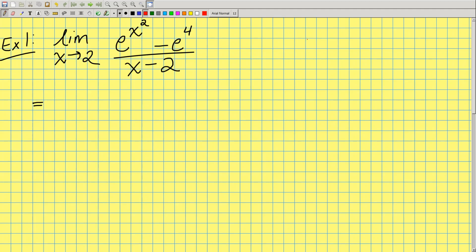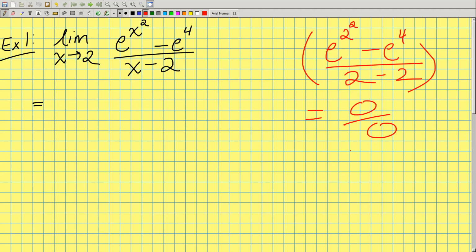If you plug in 2, you end up getting e to the 2 squared, which is e to the 4, take away e to the 4, which is 0, over 2 minus 2, so you end up getting 0 over 0. So here, I can apply L'Hopital's rule, so that I can basically evaluate this limit.